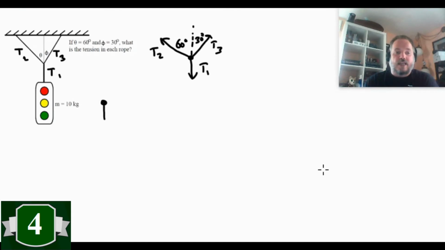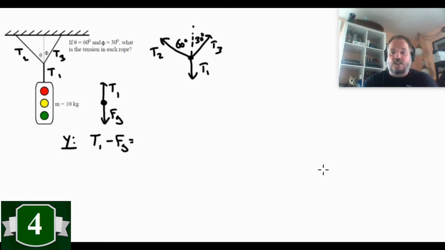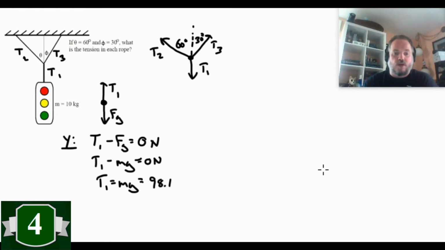All right. It has weight, the force due to gravity pulling it down, and it has the tension of the rope pulling it up. That makes T1 super easy. This equation in the y direction, we have anything up, tension, minus anything down, force due to gravity, equals, is this thing in equilibrium? Well, it better be. If it's accelerating, there's a real problem. So this is going to be 0 newtons. And so tension 1 minus mg equals 0 newtons. And so tension 1 just equals mg. And that's 10 kilograms times 9.81 meters per second squared is 98.1 newtons.